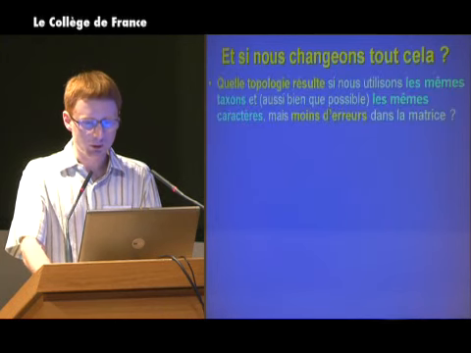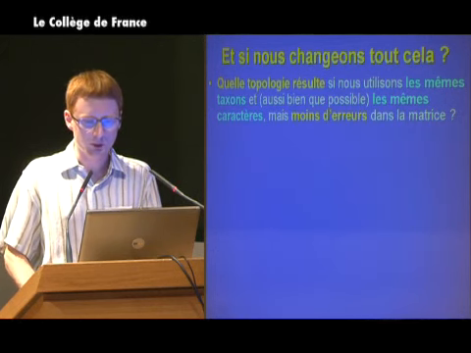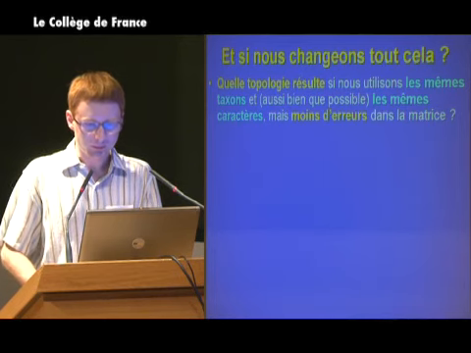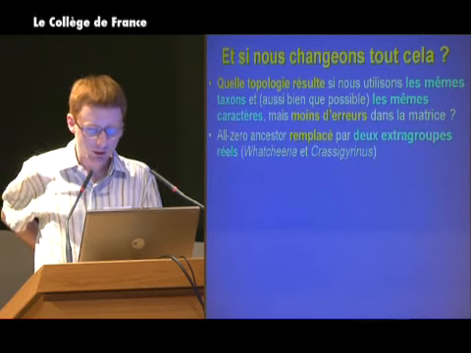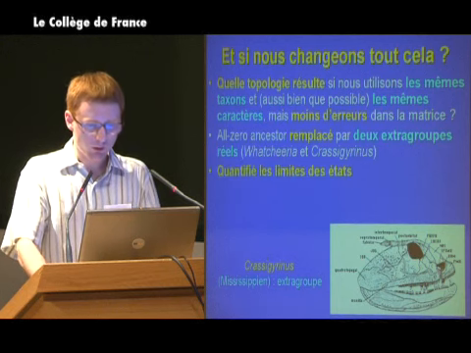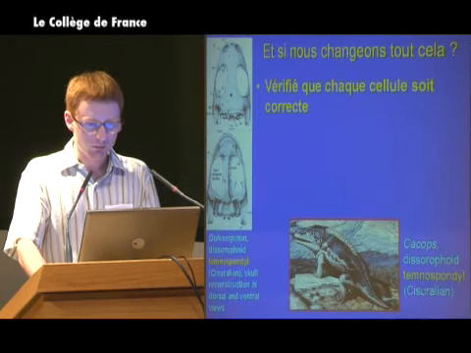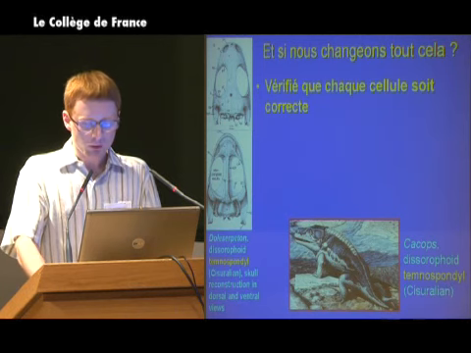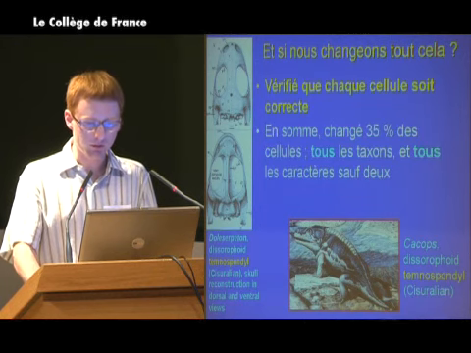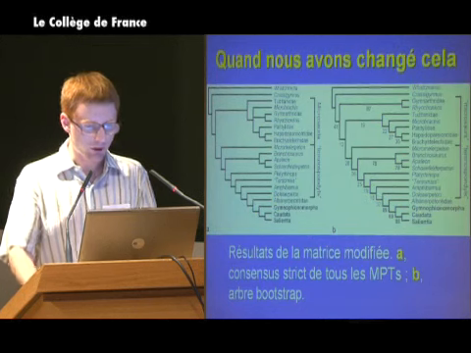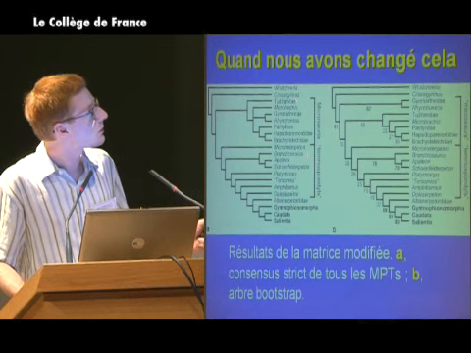So an obvious question was, what happens if we fix this? Which means, which topology comes out if we use the same taxa and, as far as possible, the same characters, but fewer questionable codings of the matrix. So we replaced the all-zero ancestor by two real outgroups like this one, quantified state limits, ordered some characters, gave some a step matrix, and because the matrix is so tiny, we were able to check every single cell for accuracy. And we ended up changing 35% of them and got the temnospondyl hypothesis. Very classical. Lissamphibians happily reunited with albanerpetontids inside the temnospondyls, outside the lepospondyls.